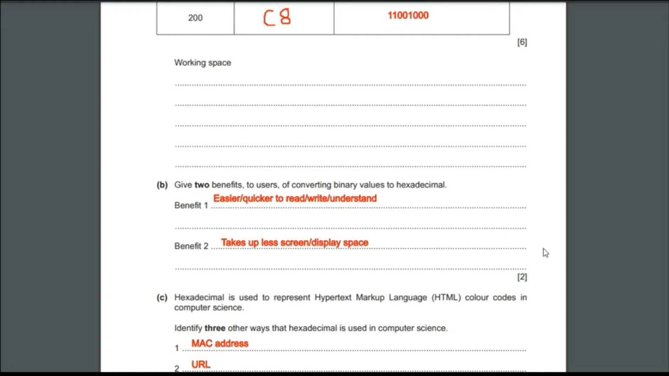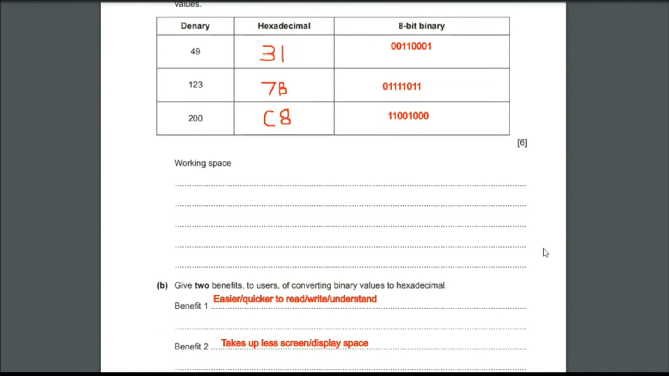hexadecimal. So the first benefit is that it is easier to understand and quicker to read. If you see here, the hexadecimal value of the denary value 49 is just 31, but the binary value is like 00110001. So 31 is much easier to understand than this one. That's the first benefit of hexadecimal.